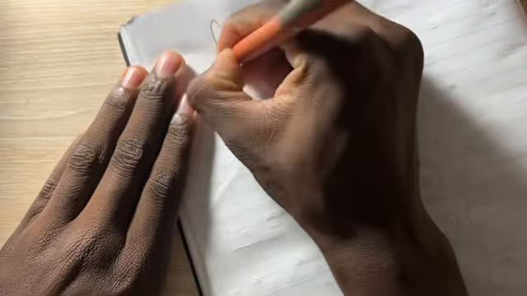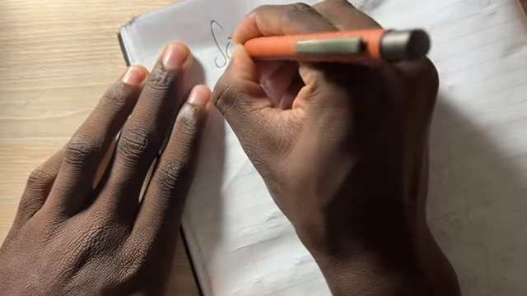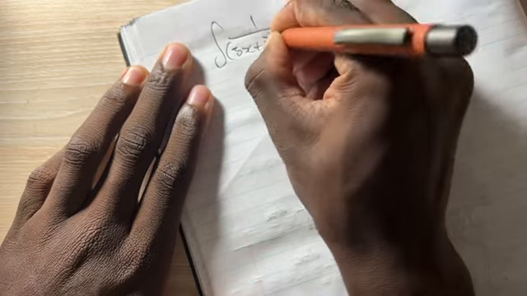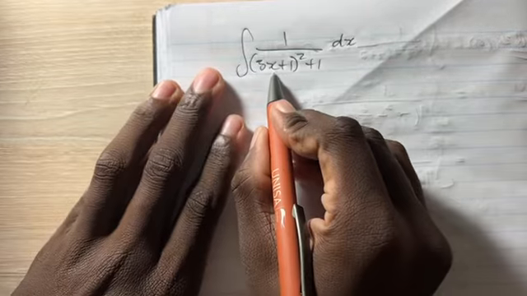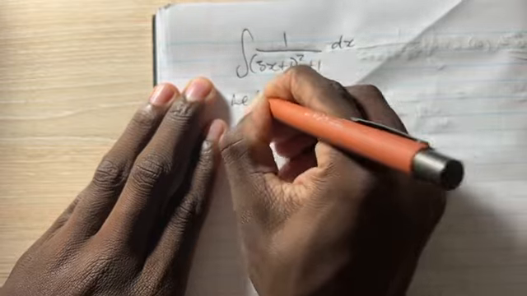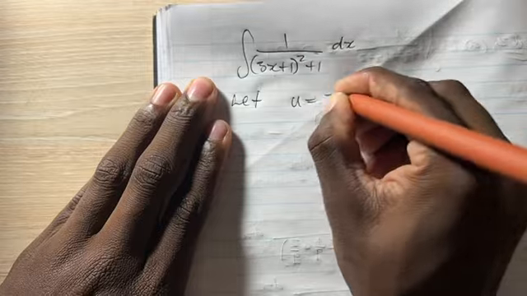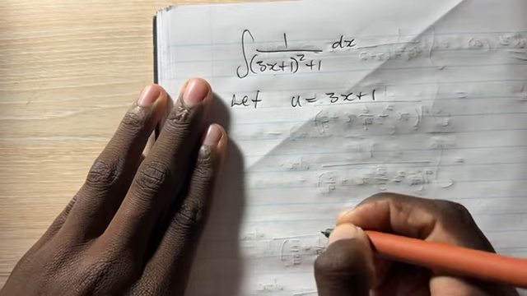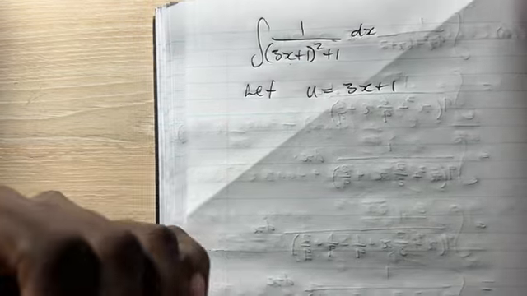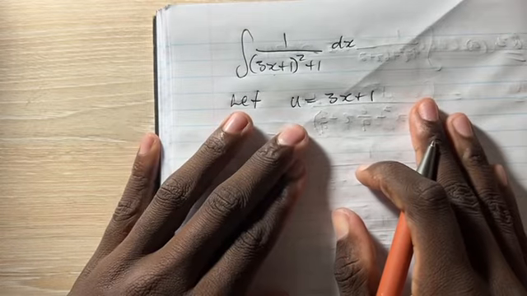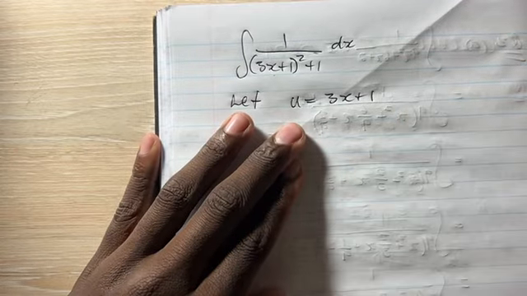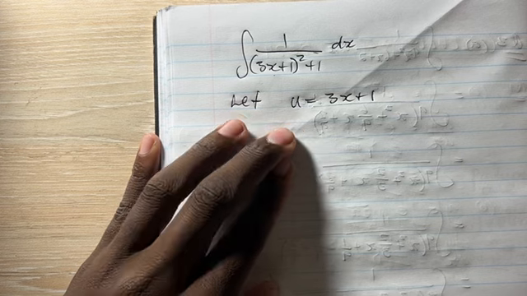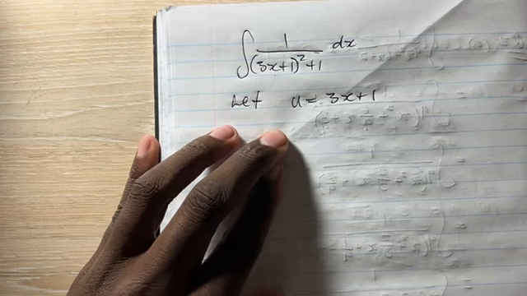So basically you had the integral of 1 over (3x plus 1) squared plus 1 dx. Since we notice that this is something squared, let's just say let u equal 3x plus 1. Okay, maybe that's not going to be as fun as I thought. du on dx equals 3.